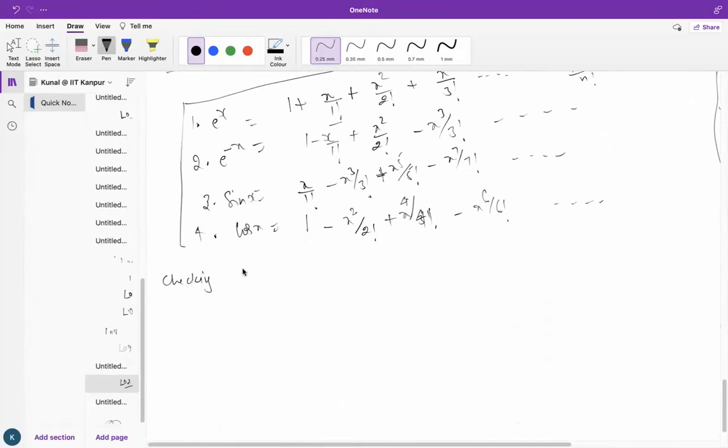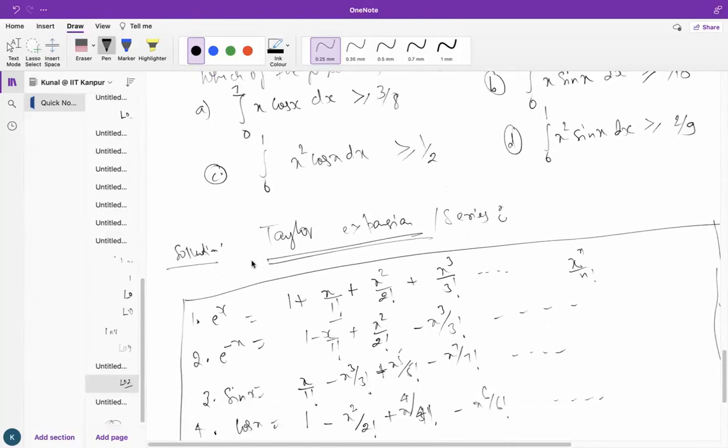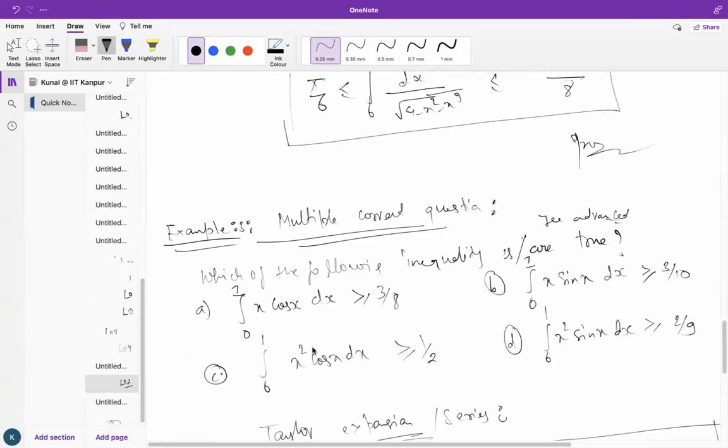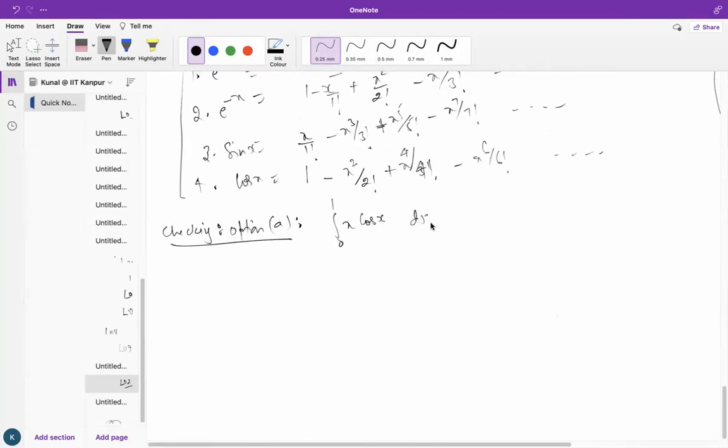So we are checking option A. What is our option A? Our option A is integrating from 0 to 1, and our function is x cos x dx. So we go through the Taylor expansion formula of cos x. We can write x cos x as x into 1 minus x squared by 2 factorial plus x to the power 4 by 4 factorial, and so on. I hope this is clear to you. We can write it this way up to infinity.